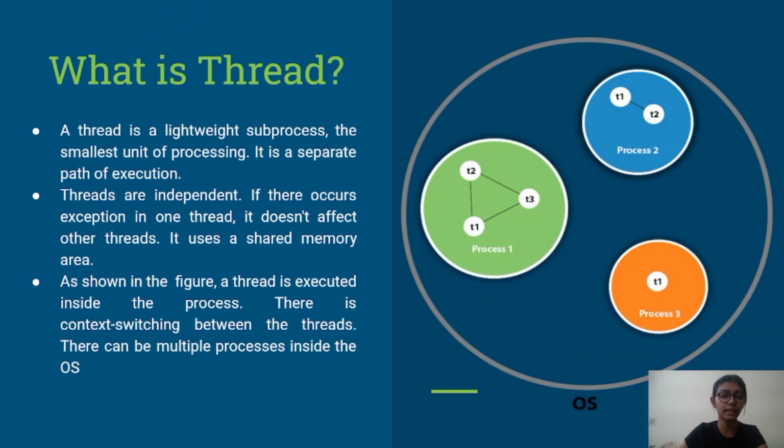Next, we can see what is thread. A thread is a lightweight subprocess, the smallest unit of processing. It is a separate path of execution. Threads are independent. If an exception occurs in one thread, it doesn't affect other threads. It uses a shared memory area. As shown in the figure, a thread is executed inside the process. There is context switching between the threads. There can be multiple processes inside the OS.